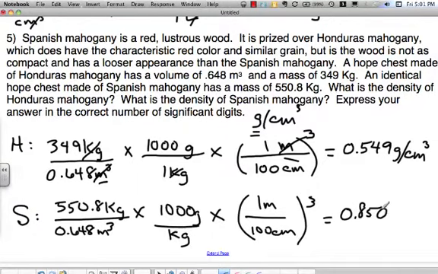and that makes sense since it said that the Spanish mahogany was denser than the Honduran mahogany. All right? Big difference in density. And that concludes Lecture 2.